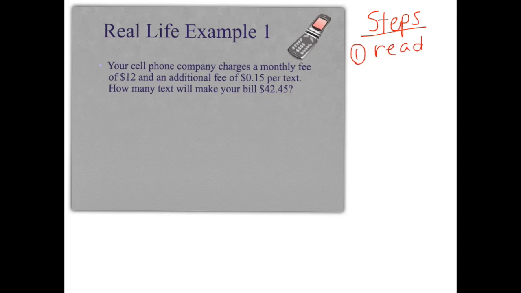Your cell phone company charges a monthly fee of $12 and an additional fee of 15 cents per text. How many texts will make your bill $42.45? Okay, simple enough. We all have a cell phone bill. We all have restrictions with our cell phone bill.